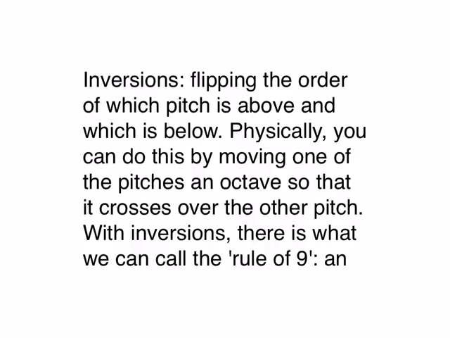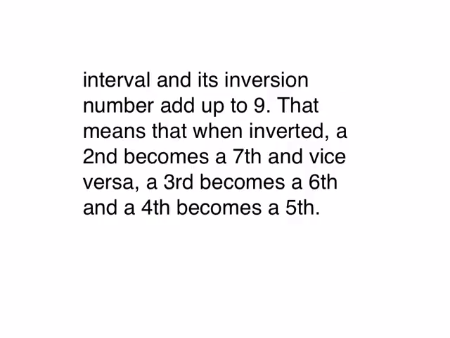With inversions, there's what we can call a rule of 9. An interval and its inversion number add up to 9. That means that when it's inverted, a second becomes a seventh, and vice versa, a third becomes a sixth, and a fourth becomes a fifth. Let me show you what I mean.